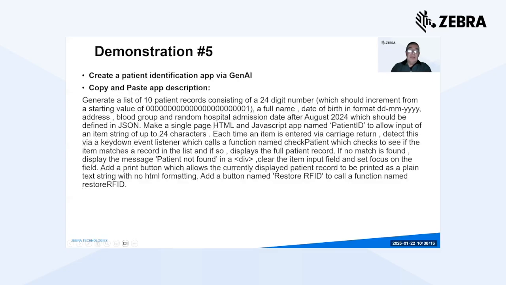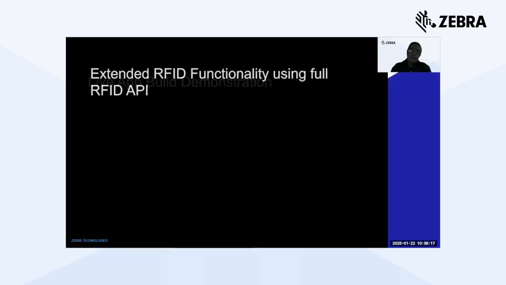So hopefully you can see there, it's pretty simple to generate an application using the DataWedge API and to basically include that functionality just through a simple call to a batch file.